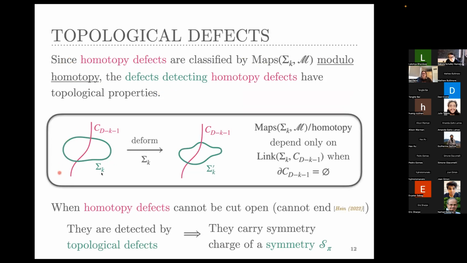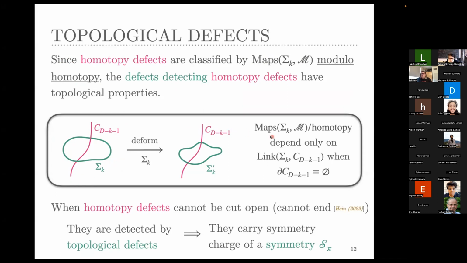So for instance, this is essentially the picture I drew with this superfluid example. If we have this homotopy defect, which is this pink line, and it's detected by this defect shown in green, we can deform sigma k. And as long as we don't have sigma k go through the pink defect, it'll still detect it, right? Of course, if the pink defect ends, we could wrap it around. But if you suppose it doesn't end, then it has to go through the pink defect, right?